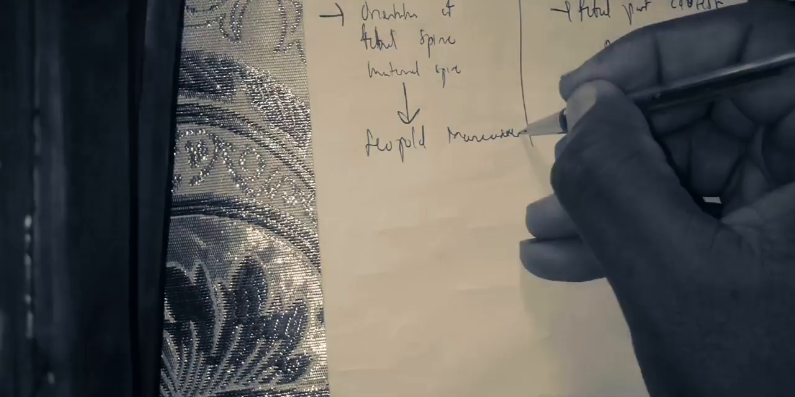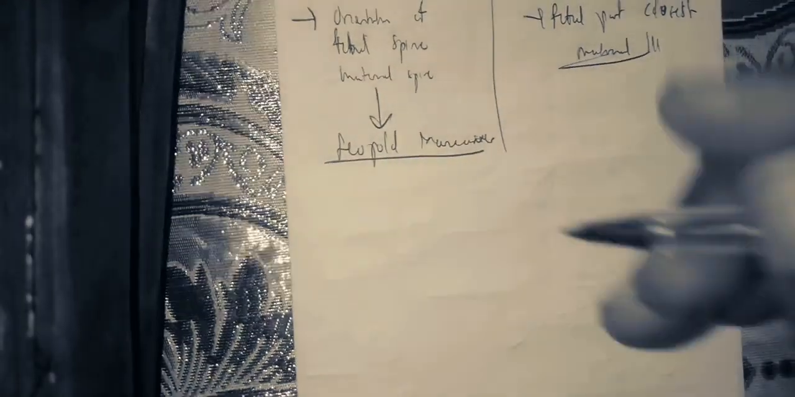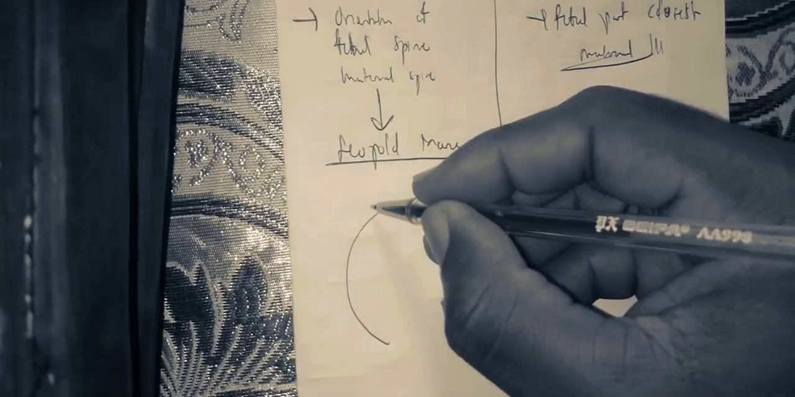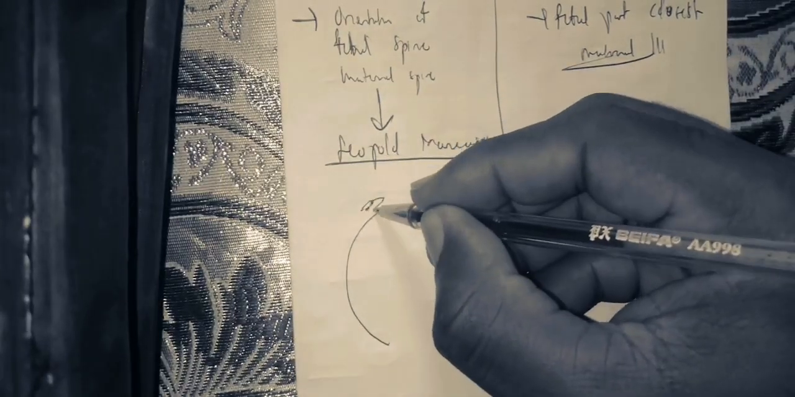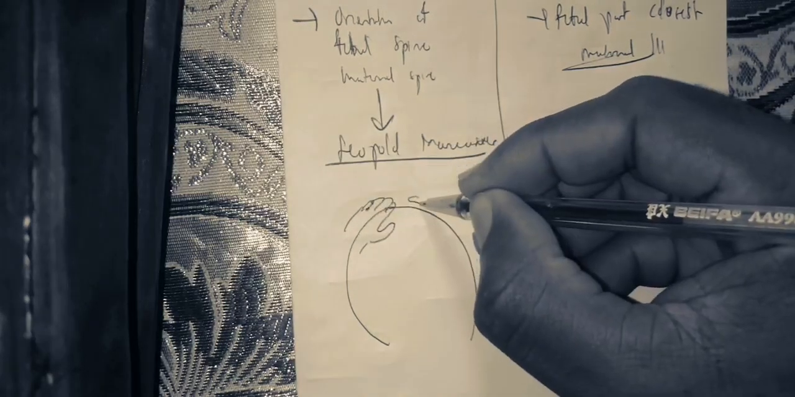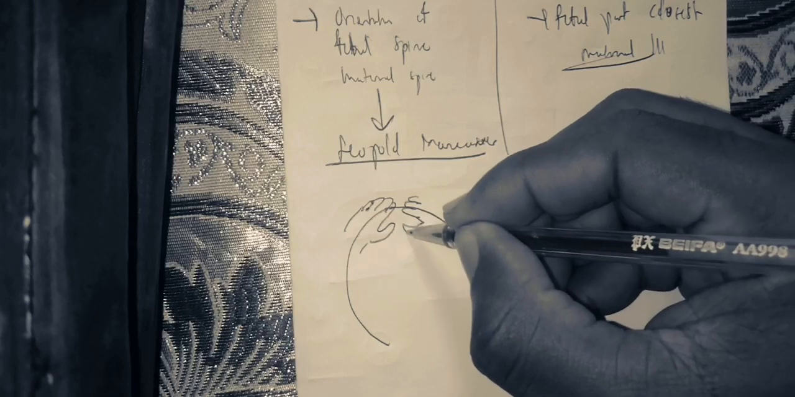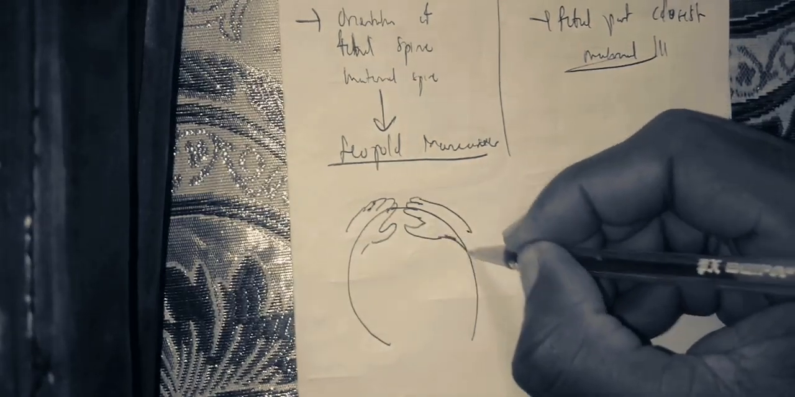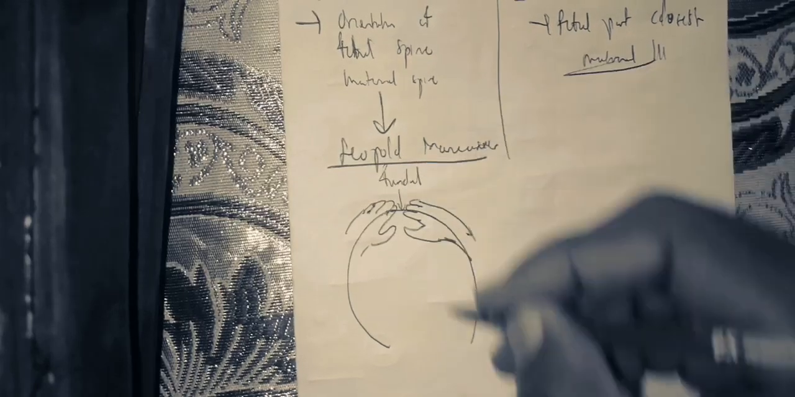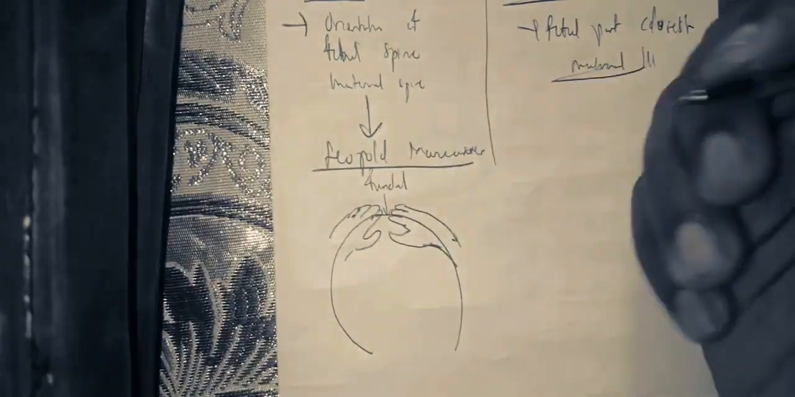The Leopold's maneuver is made up of four major parts. The first part is to do the fundal grip. In fundal grip, you place your fingers here. Is it clear? You place your fingers and press at the level of the fundus. That's the fundal grip. Is it clear?